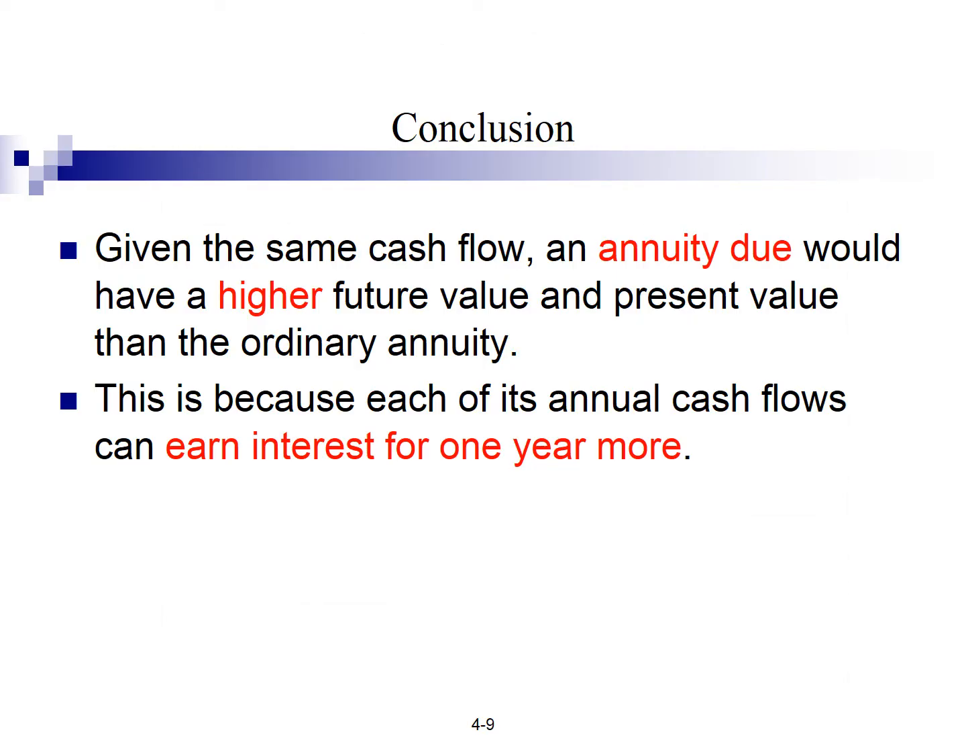To conclude our finding, annuity due always has higher future value and present value than the ordinary annuity. This is because each of its annual cash flows can earn interest for 1 year more.